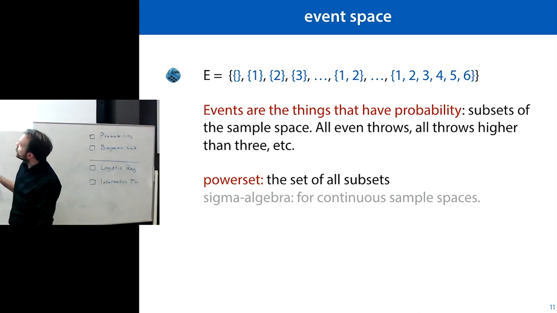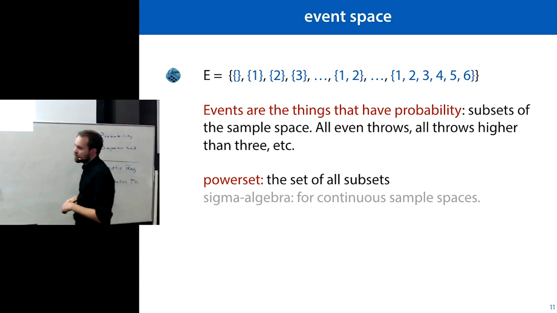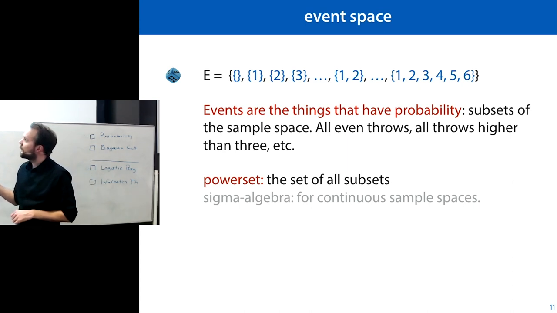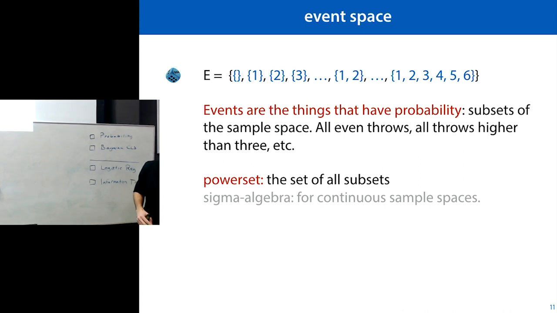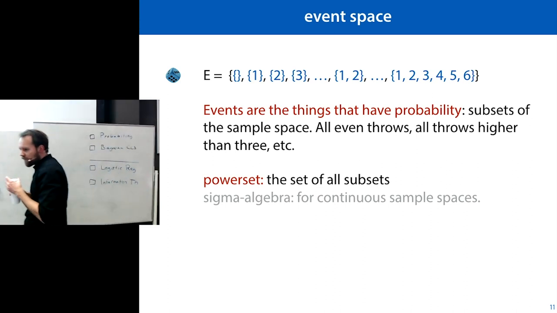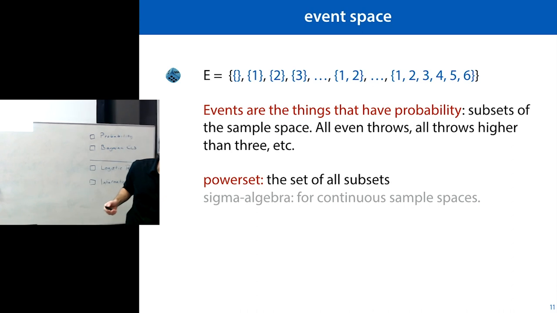If you have a continuous sample space, it gets a little bit more hairy. We won't go into the details here, but if you ever run into this and you need to dig into the proper mathematical definition, just remember, Google the word sigma algebra, and that will tell you how to do it. For now, we'll just trust that it works. So that's the event space, the things that we are going to assign probability to.